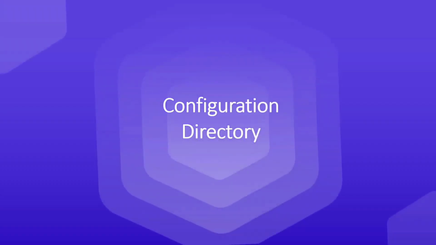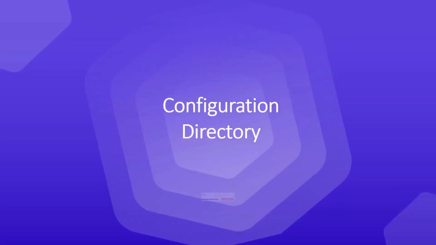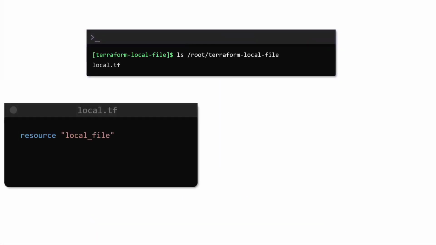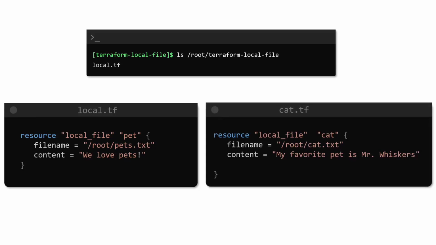Now, let's take a look at the configuration directory and the file naming conventions used in Terraform. So far, we have been working with a single configuration file called local.tf, and this is within the directory called terraform-local-file, which is our configuration directory. This directory is not limited to one configuration file. We can create another configuration file like this. The cat.tf is another configuration file that makes use of the same local_file resource. When applied, it will create a new file called cat.txt.